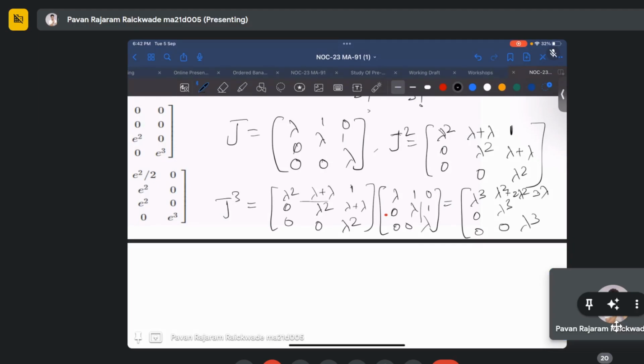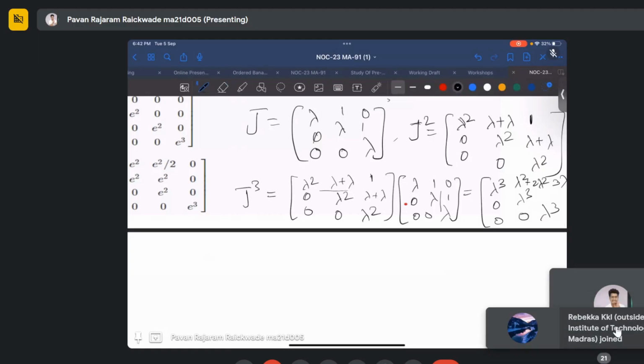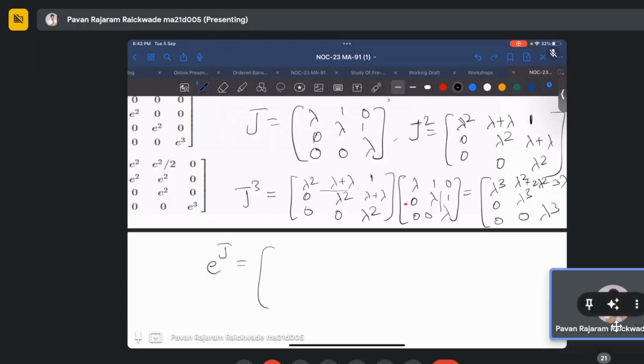Sir, in the first row, e to the power lambda, e to the power lambda, e to the power lambda upon factorial 2, and so on. You're saying for e power j, or for j raised to n? E power j, okay. So the diagonals, I expect them to be e power lambda, yes or no? What is it?